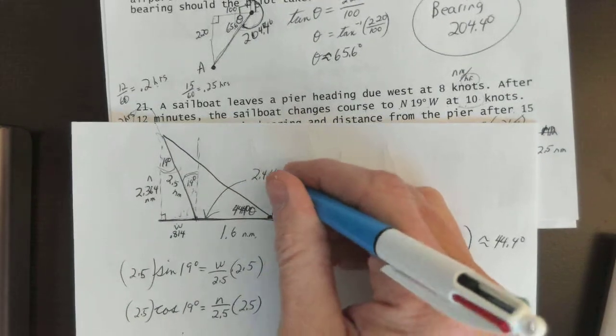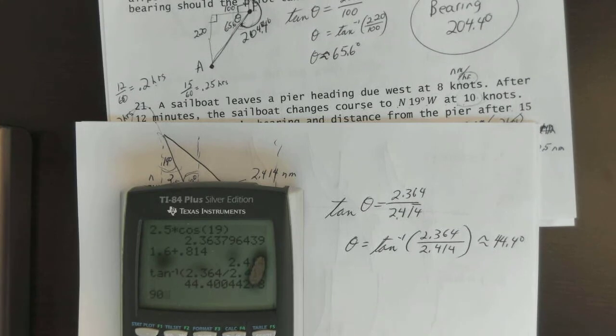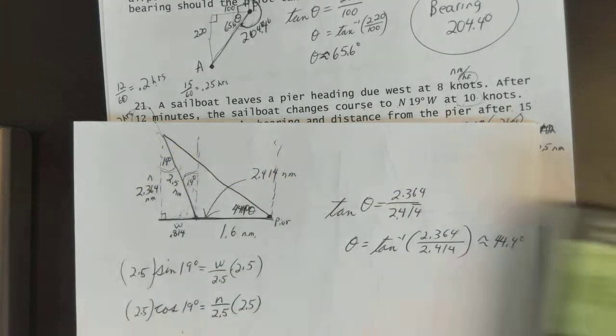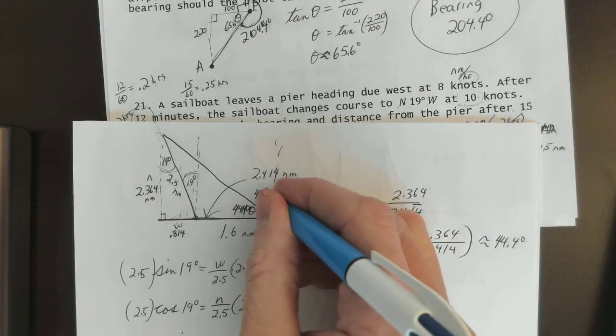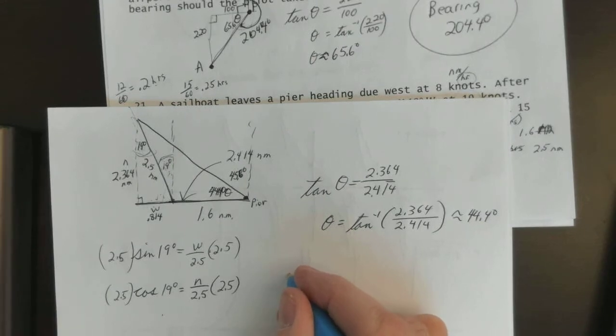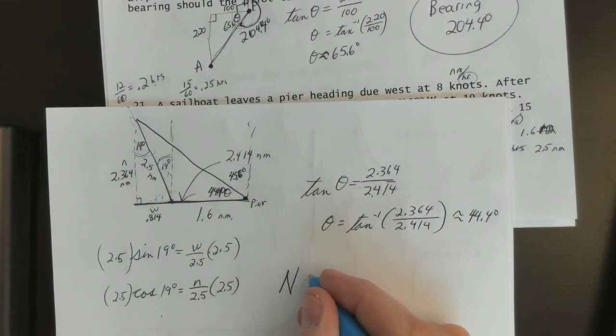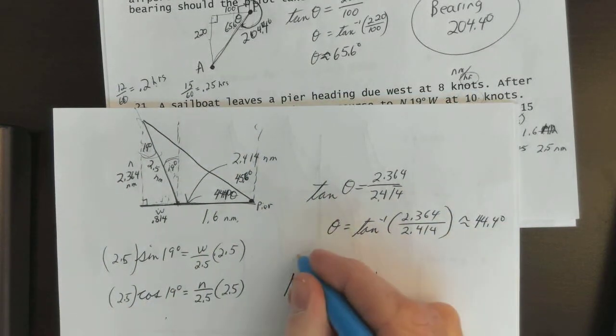Now we need to measure from the north. I'm going to take 90 minus 44.4, and that's 45.6 degrees. So we are north 45.6 degrees west for our bearing.